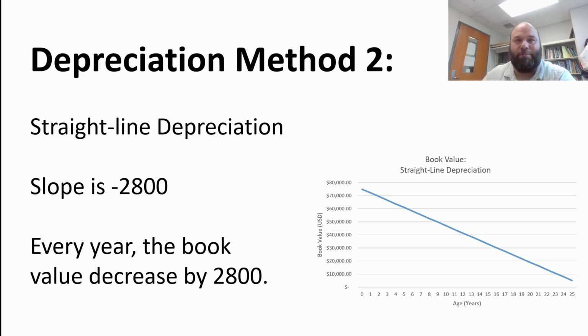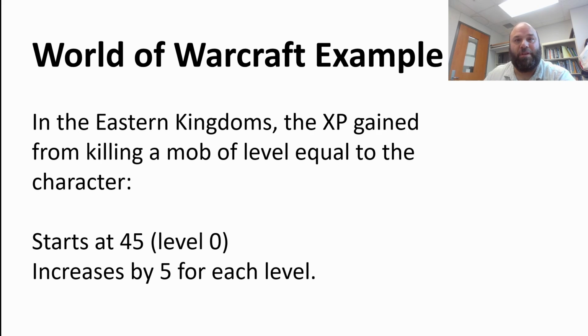Let's look at one more example. This example comes from the wiki for World of Warcraft. The wiki page I found has all kinds of ways experience points can be accumulated by players. So here I'm zeroing in on one particular way a player can gain experience points in one particular portion of the map of that world. That's the Eastern Kingdoms. So I guess what you do in the Eastern Kingdoms in World of Warcraft is you kill something called a mob.